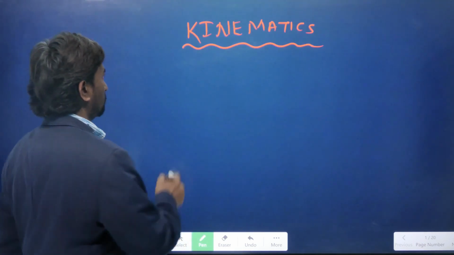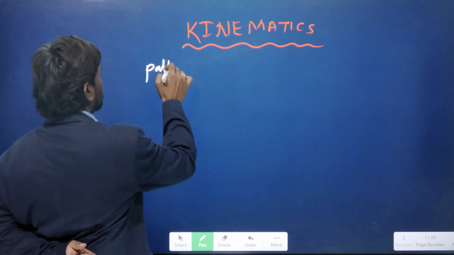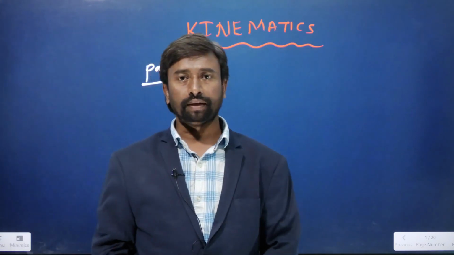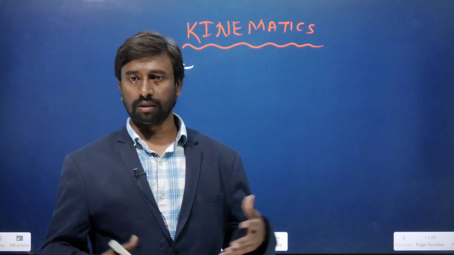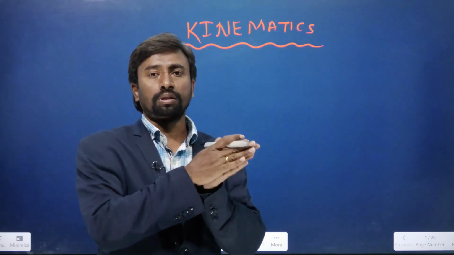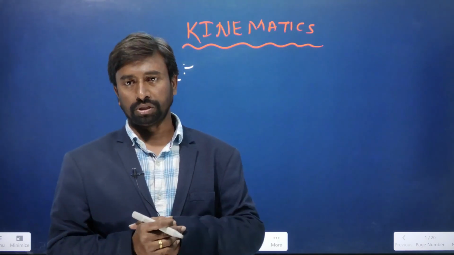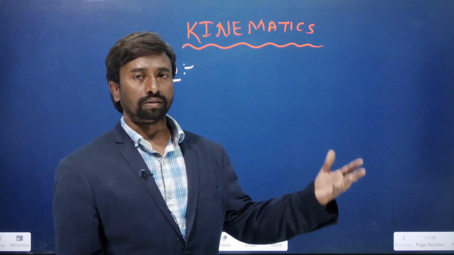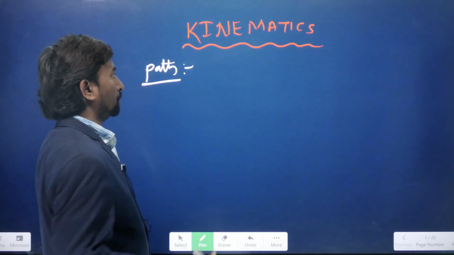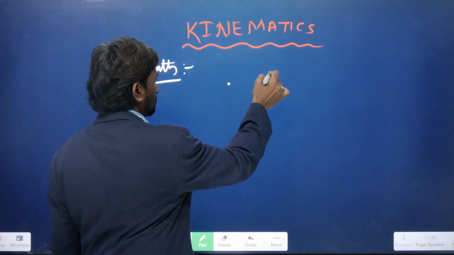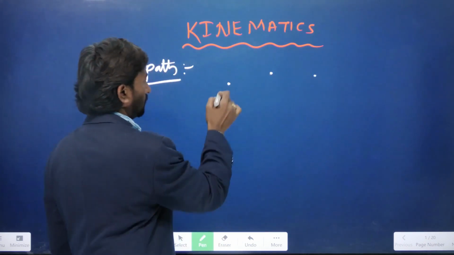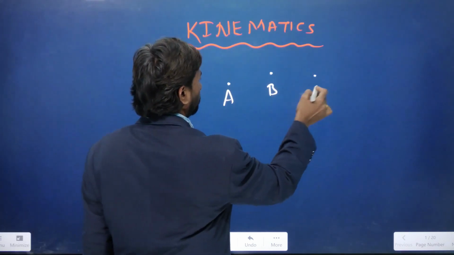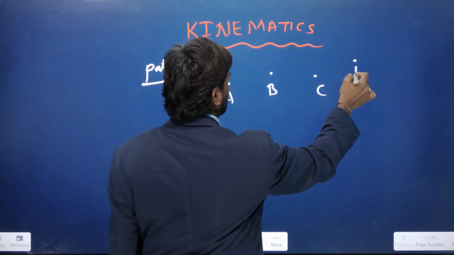The first one is the path. What is the path? Path is a way. Generally, if any object is moving from one position to another position, we can say there is a motion. Whenever it changes its position, it crosses many positions. Suppose a body started from position A to position B, and then it went to position C. Finally, it stopped at position D.